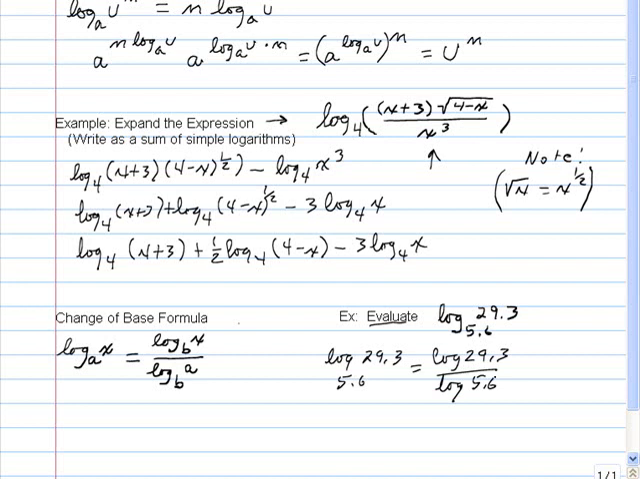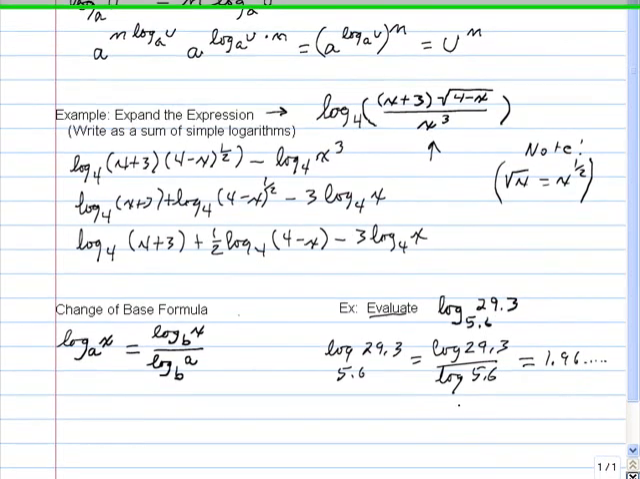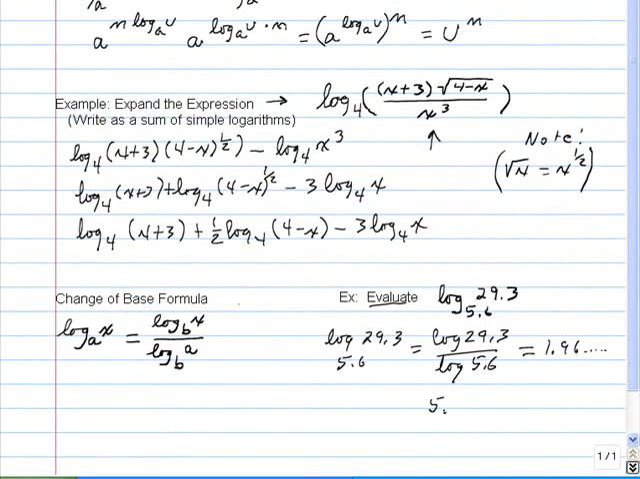Now when I actually put that in my calculator, I get a big long number that starts off 1.96 and it goes on and on and on and on. And if I wanted to check to see that I really got the log of 5.6 that would give me 29.3, I would just put into my calculator 5.6 to the power and hit the answer key. And that would give me all those decimals, and when I did that I'd get 29.3.